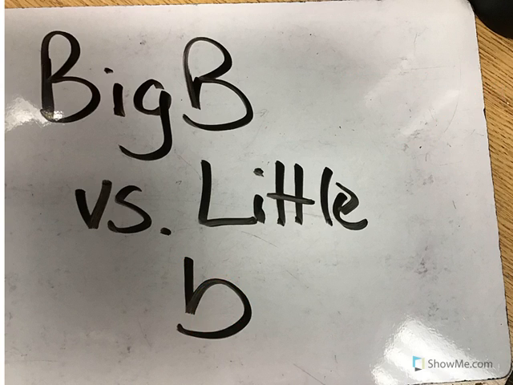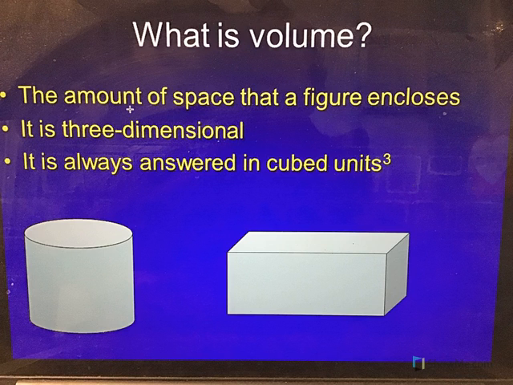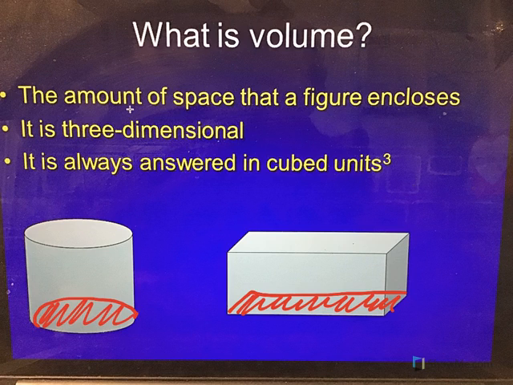Big B, let's go back to this. Big B is the bottom, it's the area of the bottom shape. So this right here, it would be this rectangle on the bottom. For this cylinder, it would be the circle, area of the circle. So the formula is going to change. Usually it's going to be volume equals capital B times H to find the volume.